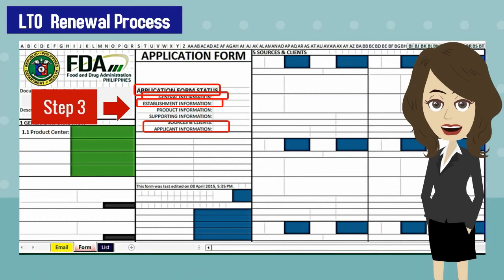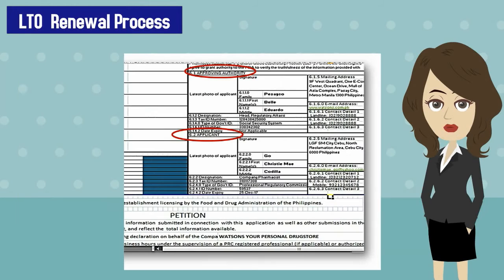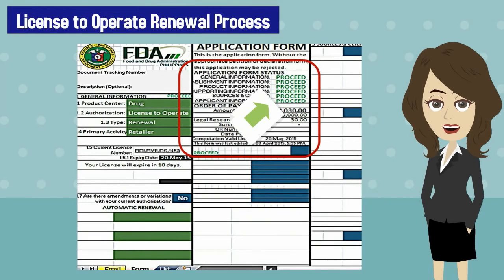Step 3 is to fill up the application information under the following: 1. General information, 2. Establishment information, and 3. Applicant information. Next is to fill up the approving authority under the application information. After all the items have been correctly filled up, a proceed status will appear. Hence, if all parts of the information are appropriately filled up, a green font of the word proceed will prompt automatically. Thus, other required fields will subsequently appear.